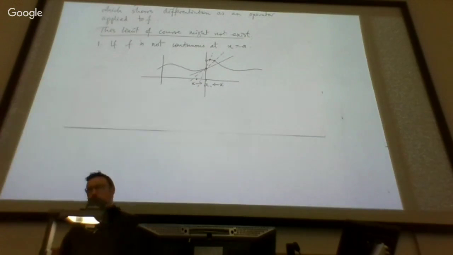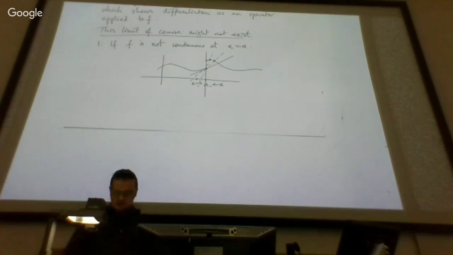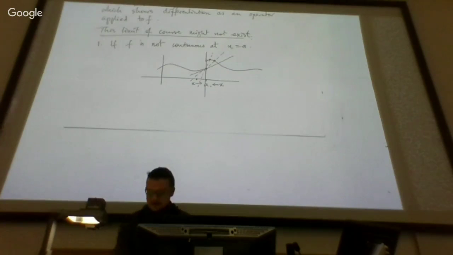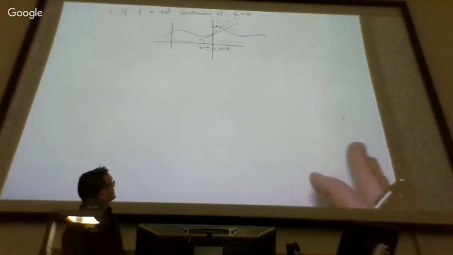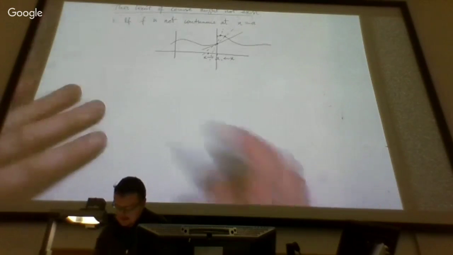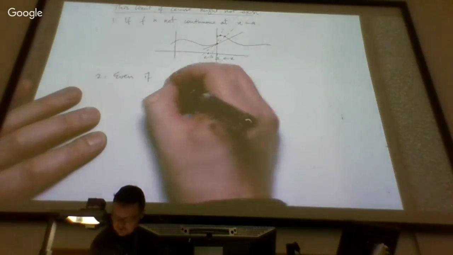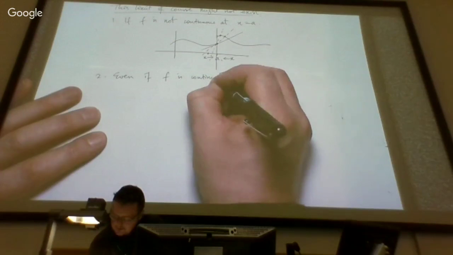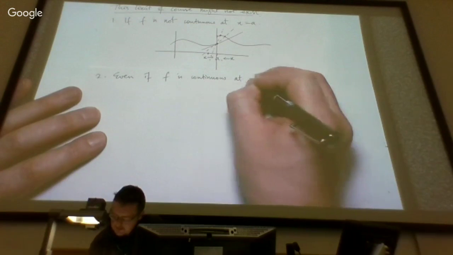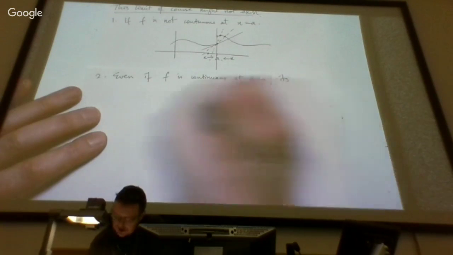So if the function is not continuous at the point a, that can cause a problem. The derivative of the function might not exist. The second reason is that even if f is continuous at a, its rate of change might not be.